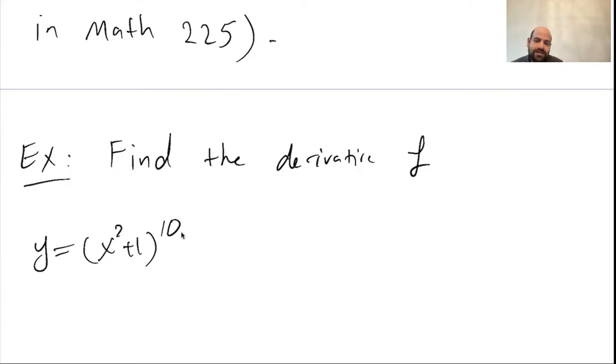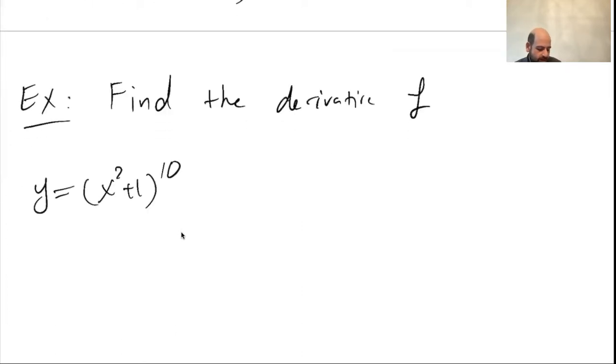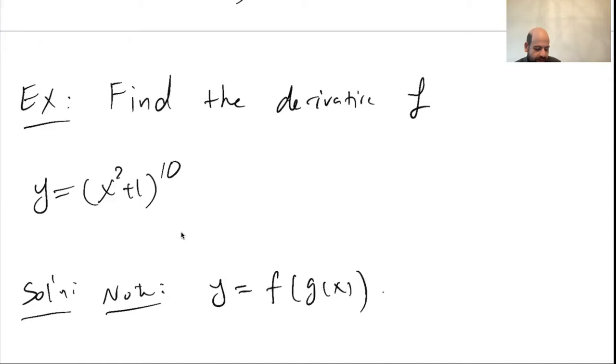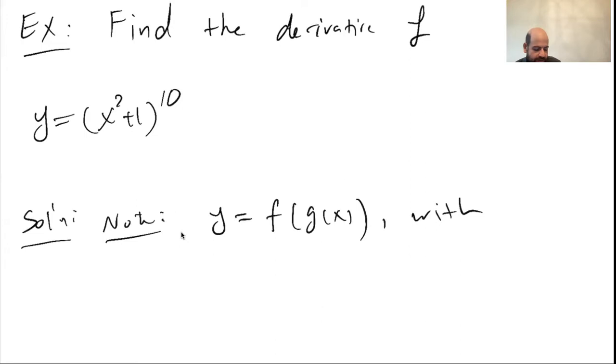So we don't want to expand right now. Our preference is to use the chain rule. And if I can write it as a composition of two functions, then I can apply the chain rule. Chain rule is for the derivative of a composition of two functions. So solution: note that we can write y equals, let's say, f of g of x, right? So what is f of x and what is g of x?